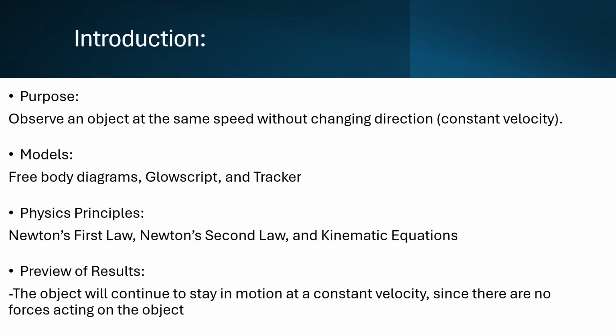So the purpose of this lab is to observe an object at the same speed without changing direction, so an object in constant velocity. The models I'll be using are free body diagrams, GlowScript, and Tracker. Physics principles I'll be using are Newton's first law, Newton's second law, and kinematic equations. Preview of the results: the object will continue to stay in motion at a constant velocity since there are no forces acting on the object.